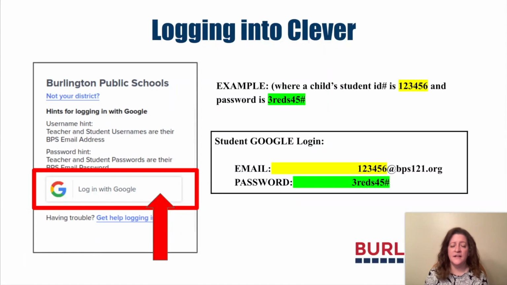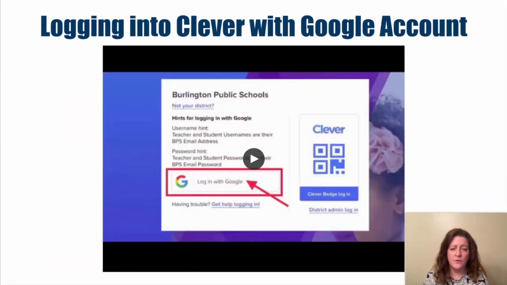Students will be logging into Clever, and these diagrams demonstrate the steps. Once they click Login with Google on the left, they will enter in their student email account, which again contains their student ID, their LACID number, 6 digits long, at bps121.org, and then they enter their confidential Google password. This slide will demonstrate the steps for logging in to Clever with a Google account if you prefer to watch a video demonstration.